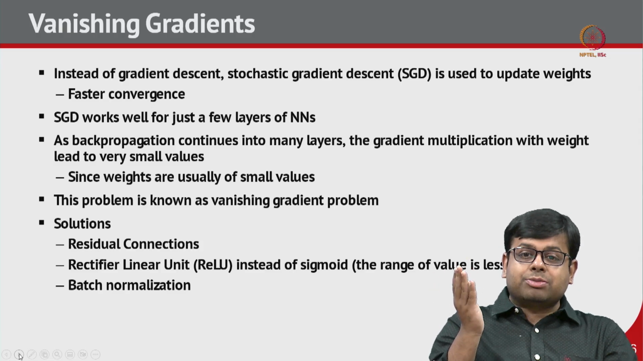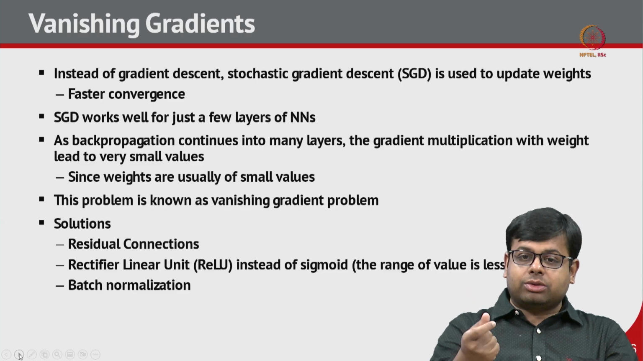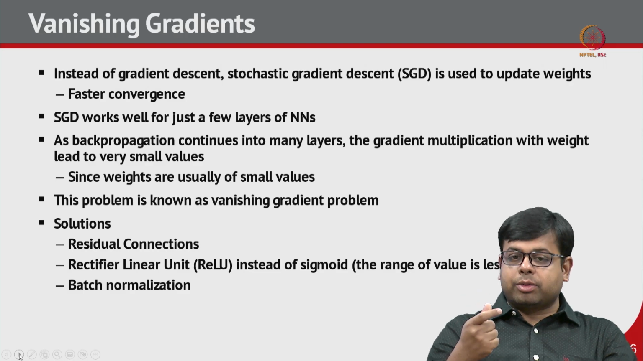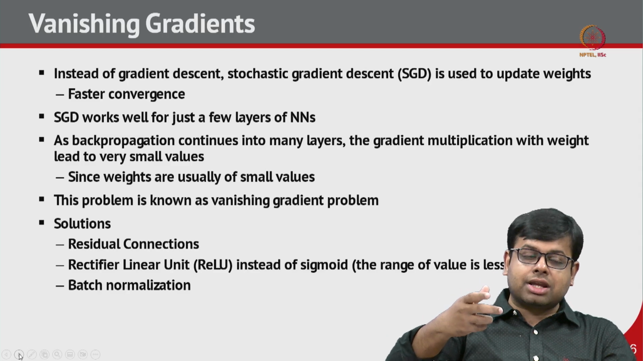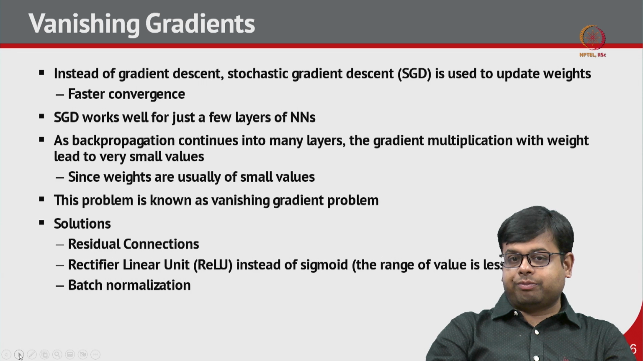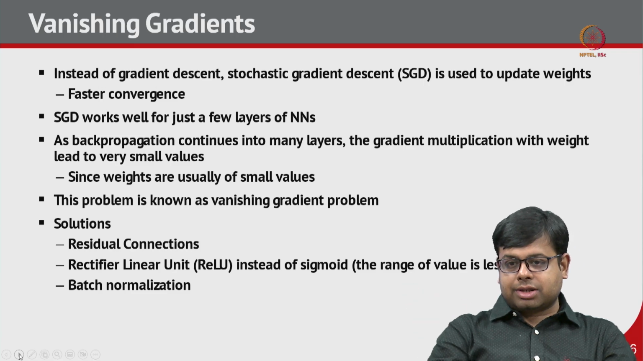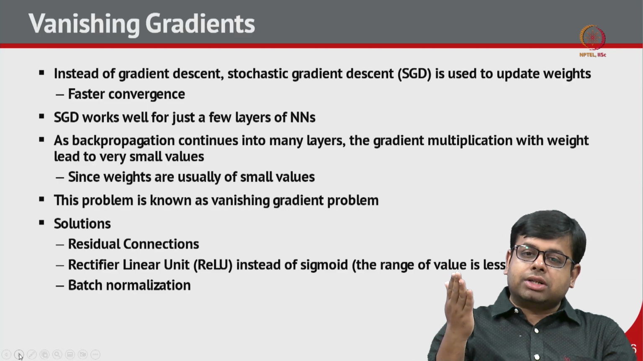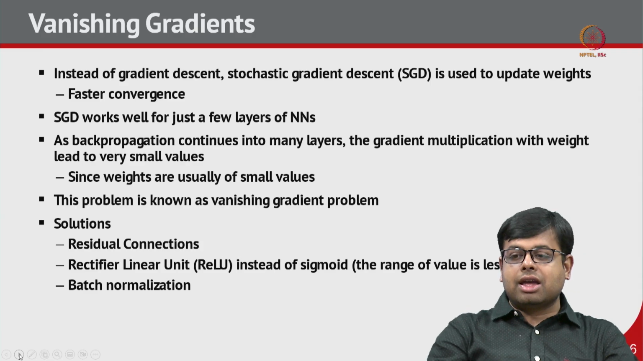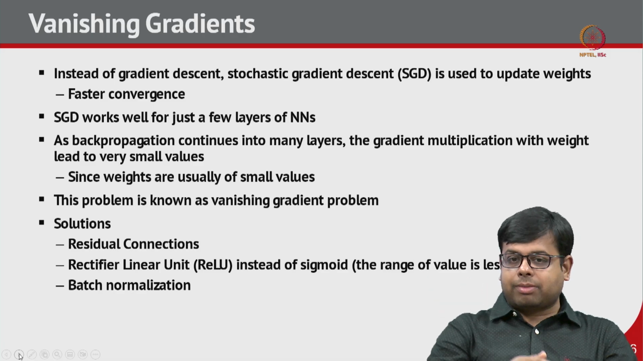As this back propagation continues into many layers, the gradient is multiplied with weights. Whenever we are doing back propagation, we are multiplying the gradient with some weights, and usually these numbers are less than 1, very small values. Now imagine you have, let us say, 10 layers of multilayer perceptron, and during training you are multiplying 10 numbers where all the numbers are less than 1. Why do we need to multiply 10 numbers? Because you are doing that back propagation.